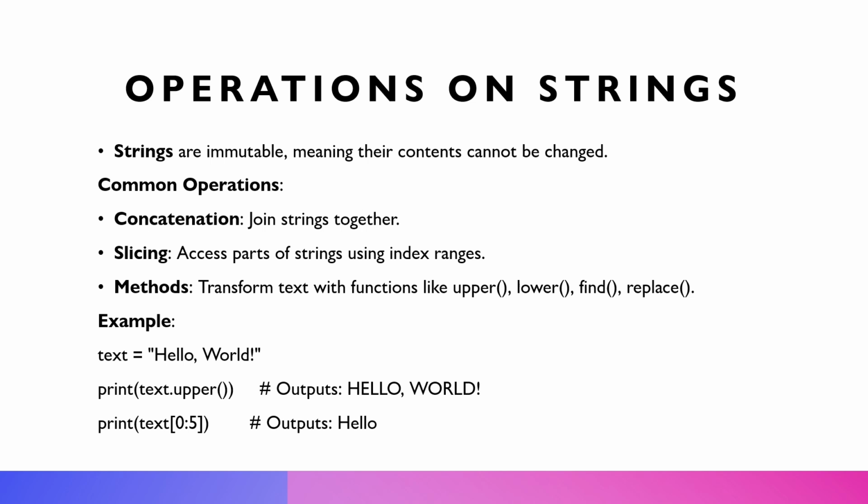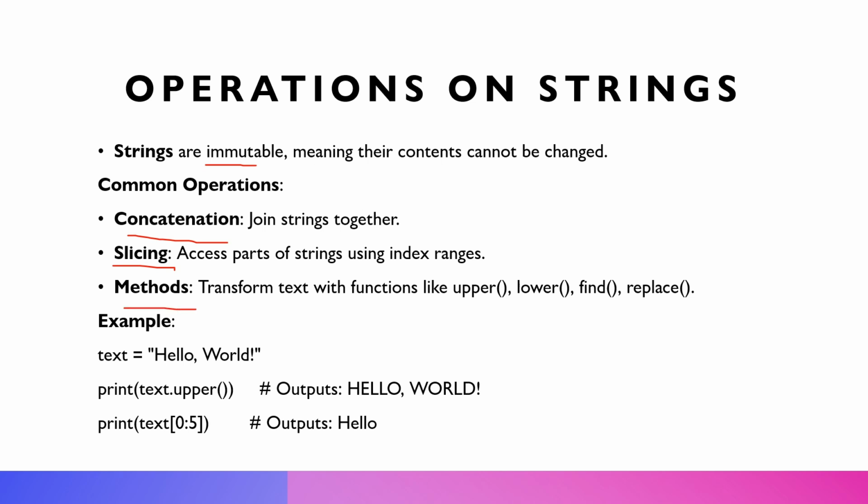A string in Python is an immutable sequence of characters. Here, immutable means once they are created, we cannot change them. But we can create new strings with modifications. Strings let us work with text for storing and modifying messages. Moving to operations on strings, concatenation, slicing, and methods are the most commonly used operations.